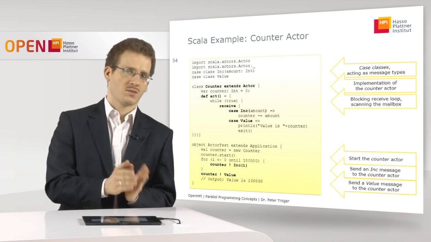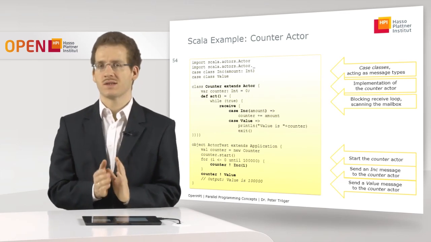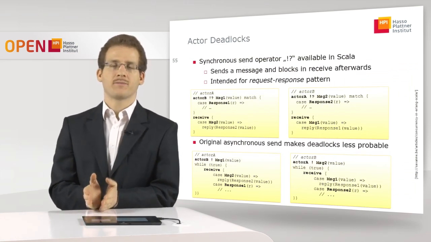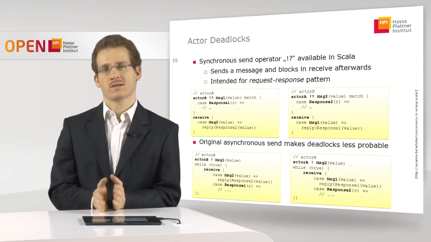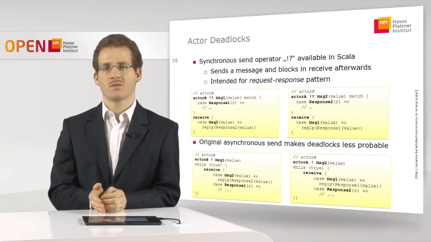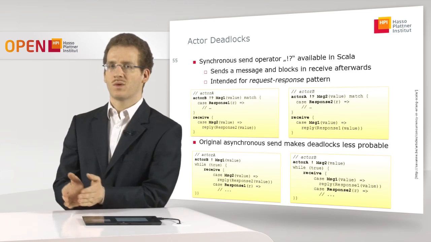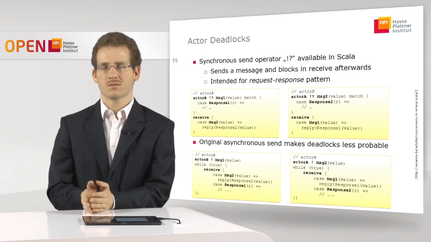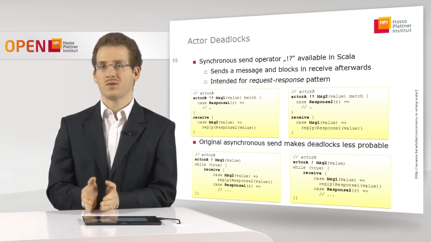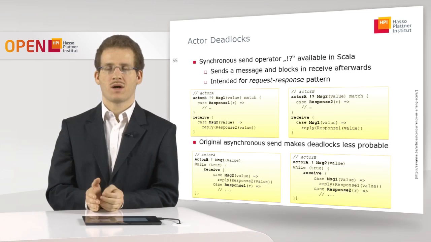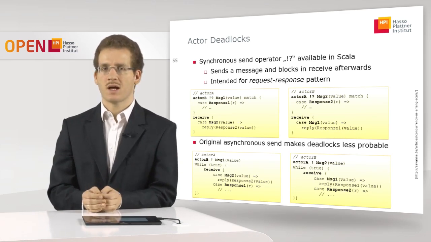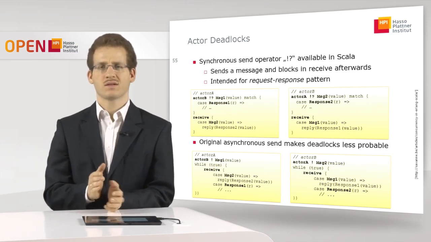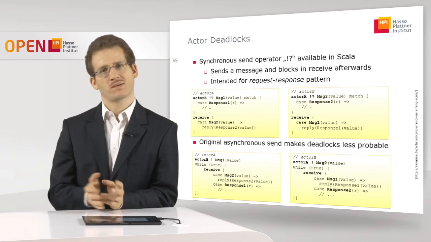If we come back to our original discussion of concurrency issues and parallelization issues, you can ask again yourself, can we have deadlocks here? And in Scala, this is possible. For example, Scala has a synchronous send operator, which slightly deviates from what we know from the actor concept. So in the original actor concept, sending is asynchronous, so it returns immediately. If you use synchronous send in Scala, as you see in the upper part example, you send out a message, and after that, you immediately wait for an according response. This is very helpful when you want to implement request-response patterns.